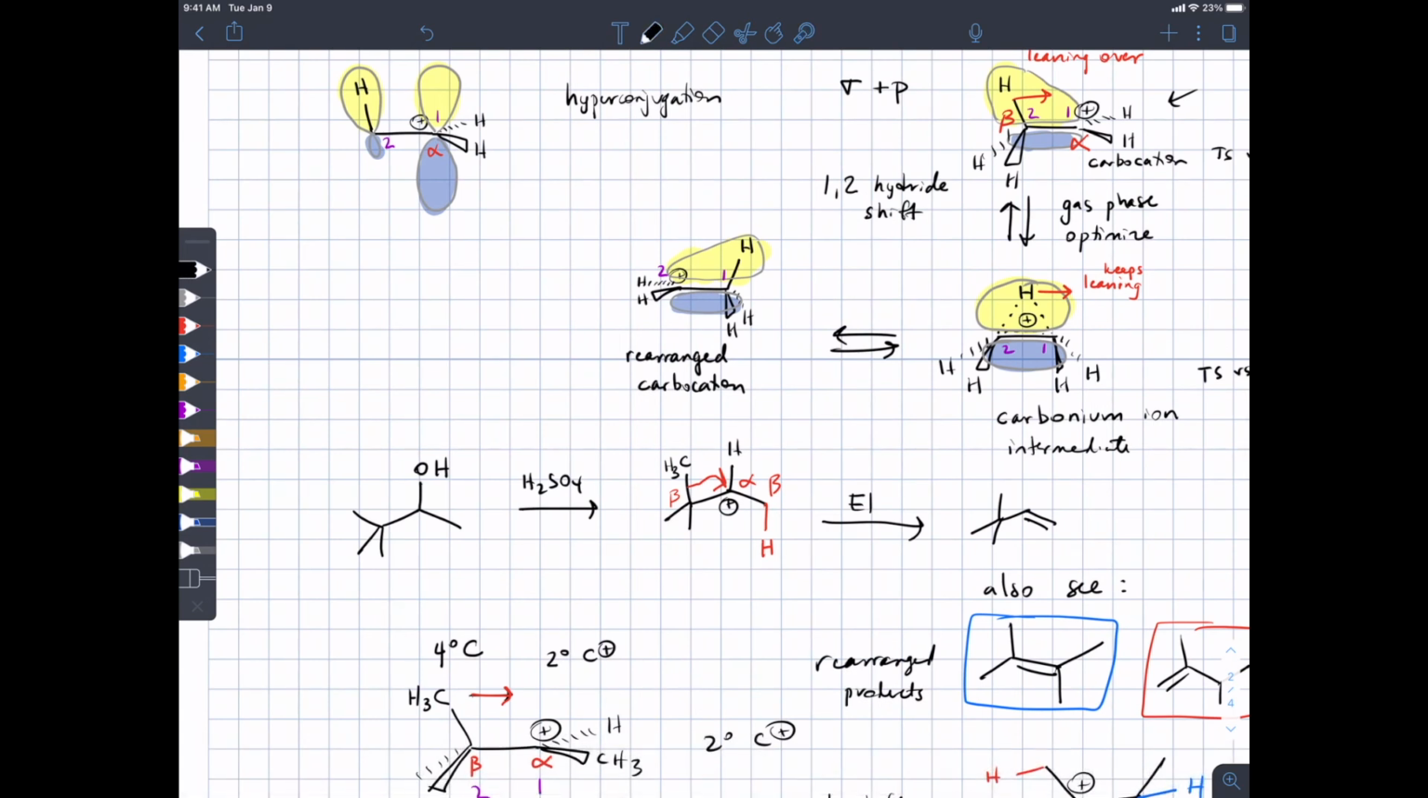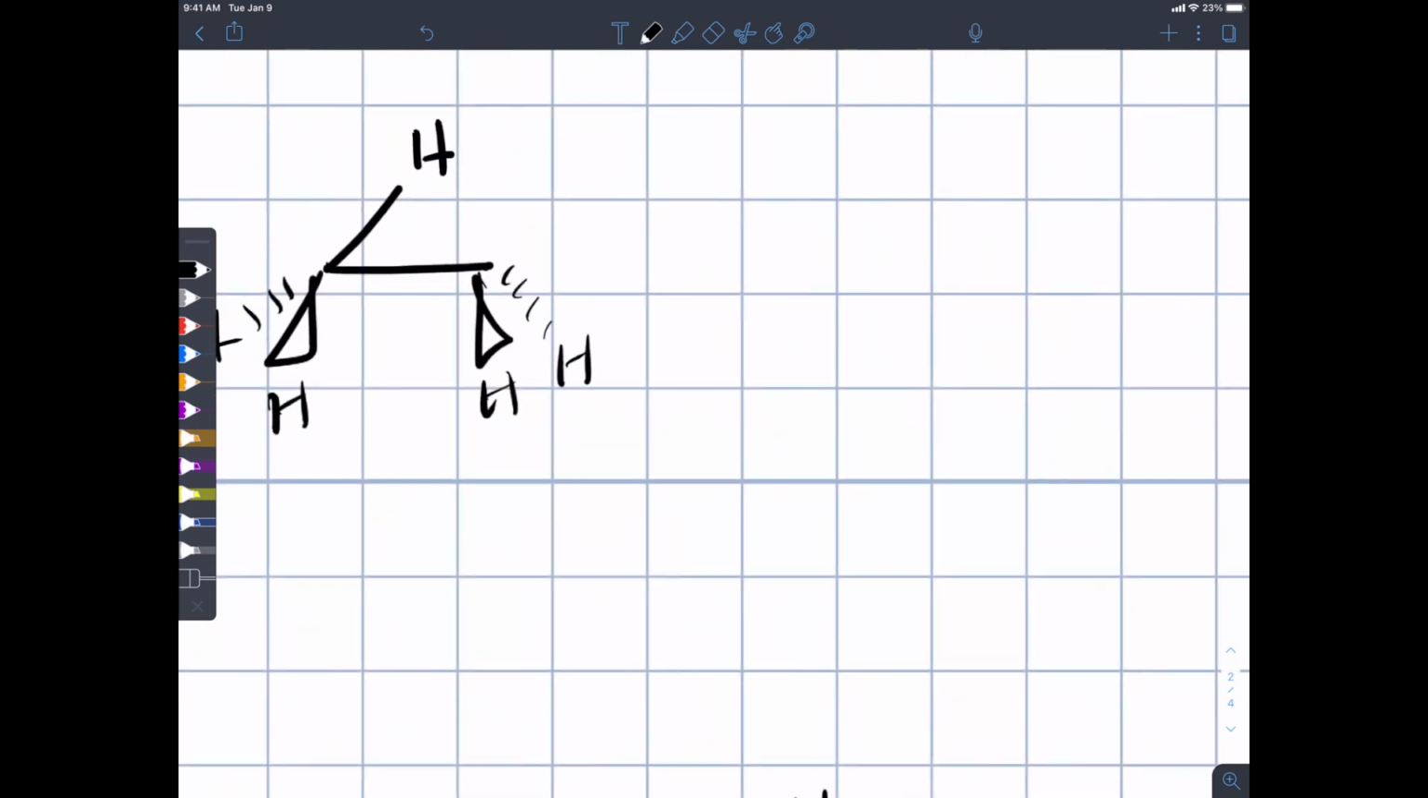However, if you look at that carbonium ion structure, it would be probably okay, though a little weird, to draw three resonance structures for it. One in which you have a positive charge here, one, and you keep all the atoms in the same place.